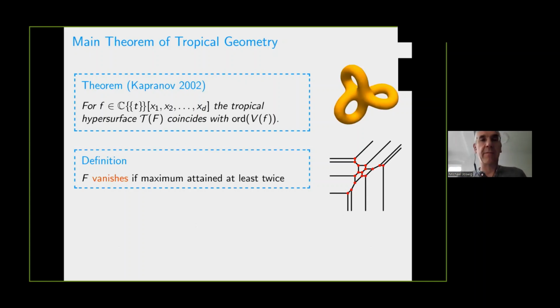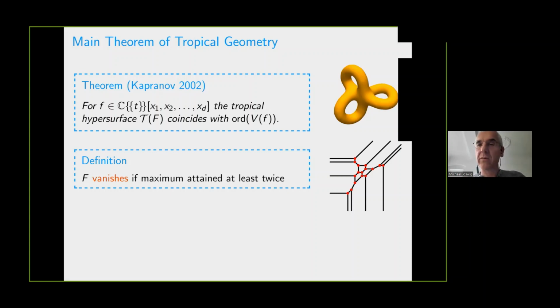And what's the result? There's a main theorem due to Kapranov, who says if you have a polynomial over the complex Puiseux series in d variables, then the tropical hypersurface that is assigned to the tropicalization, which will be explained in a minute, coincides with the pointwise and coordinate-wise evaluation of the valuation map to the vanishing locus of this polynomial. There's a more general version of this for arbitrary varieties, but that's less important for now. We just use it for hypersurfaces. Now we only need to know what this T of F is. That is the tropical vanishing locus.